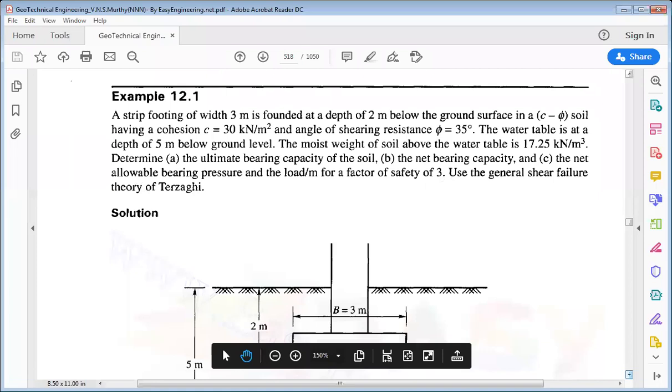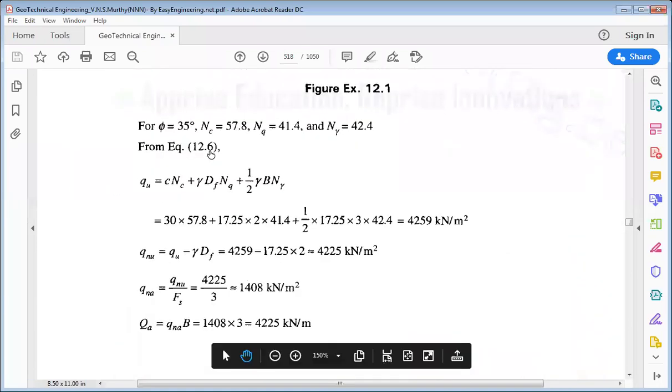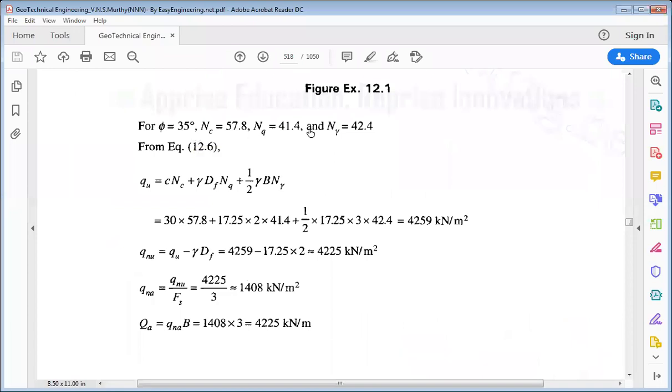So now we have to solve it. First of all, we have to find out the ultimate bearing capacity factors. Here you can see that it is not given what are the values of Nc, Nq, and N gamma, but generally it will be given. So here we will find, for phi equal to 35 degree, Nc will be 57.8, Nq will be 41.4, and N gamma is 42.4. We can find this by the chart or by the graph that we have already discussed in the previous classes.